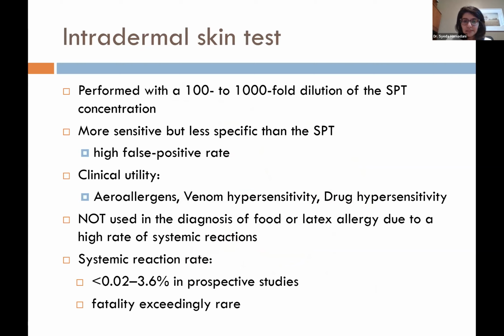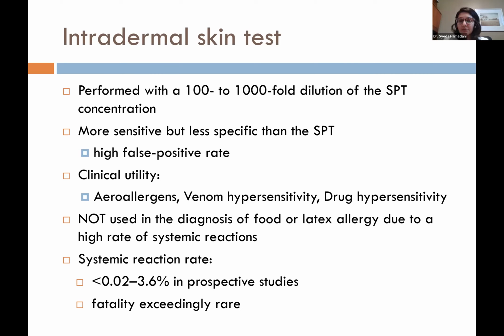The other type of skin testing we have in office is called intradermal skin test, which you have probably seen and done because you do that for TB skin testing. It's performed with a 100 to 1,000-fold dilution of the skin prick concentration, so it's quite diluted compared to the scratch test that I just described. It is more sensitive, but less specific than the skin prick testing, so you tend to have high false positive rates.